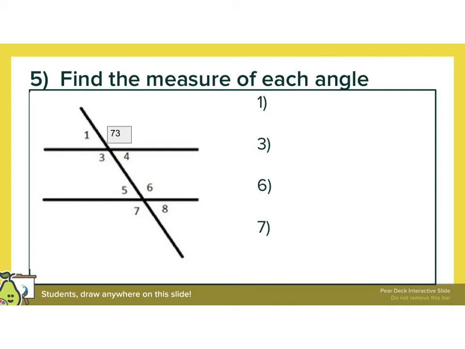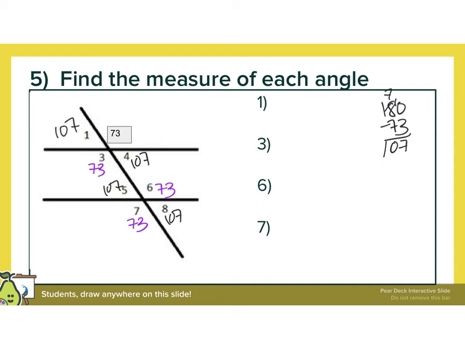All right, they gave us 73. The vertical is 73. Alternate interior, 73. Vertical, 73. Change colors. Subtract from 180. 107 is the rest of the angles.